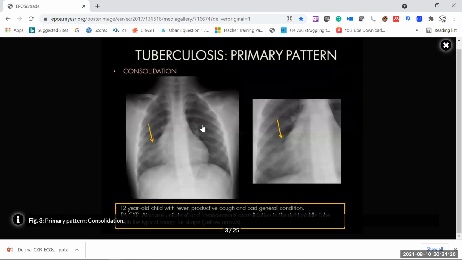Here you can see consolidation. Now here you are not going to see the lymphadenopathy. Here you see these small white patches all over. It's showing some fluid collection here. This fluid can be an exudate, a transudate, or blood as well. Most likely it's a transudate when we are considering tuberculosis. This is a 12-year-old child. This collection of white fluid which appears here as a white collection, it's a consolidation.